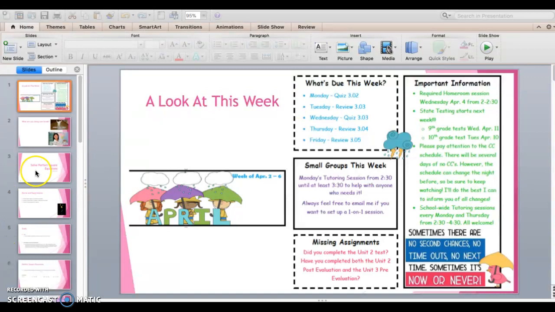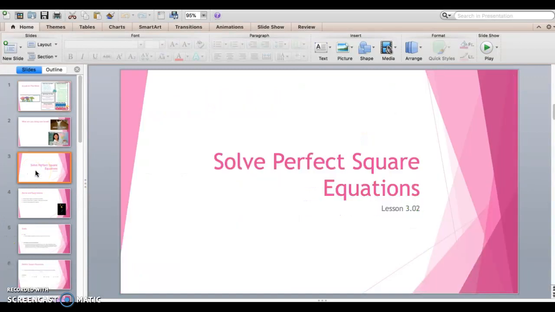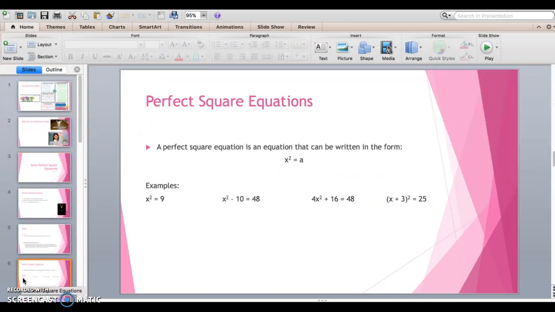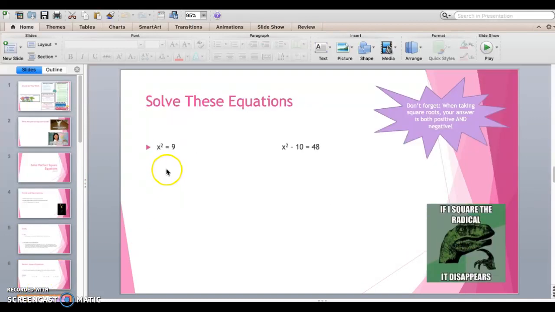All right, so right before spring break, we were learning about solving perfect square equations. And so we took a look at equations that look like this, and we said since we're solving an equation, our goal is to get the x to be by itself. So anytime we have something like this x squared, we take the square root of both sides. So we took a look at some examples, and we had things like x squared equals 9, and we said, okay, just to get that x all by itself, we have to take the square root.